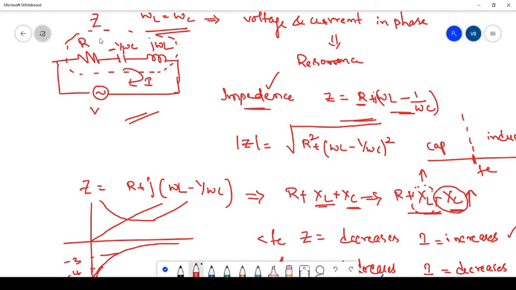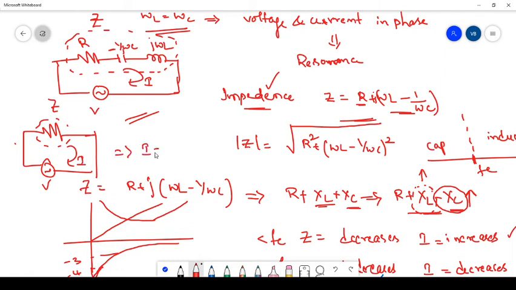These three are connected in series, so we are going to add them. That circuit will be replaced like this, which has a single impedance Z and a voltage source of V, and the current passing through it is I. Okay, so what is I here?